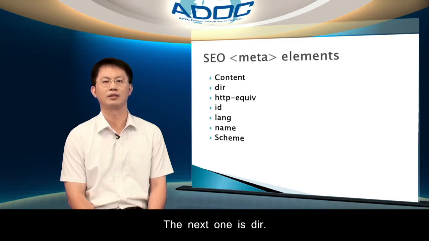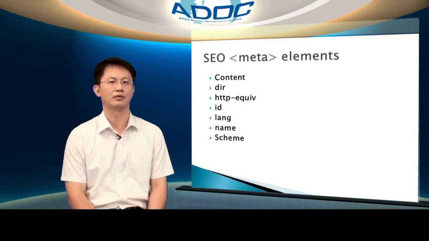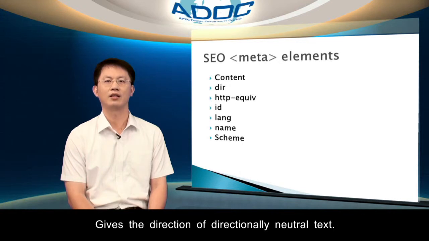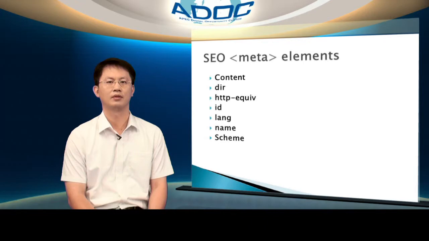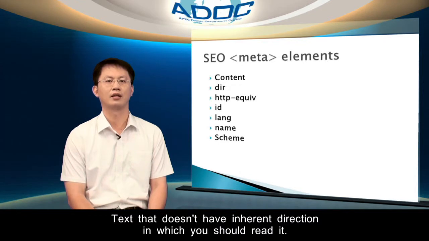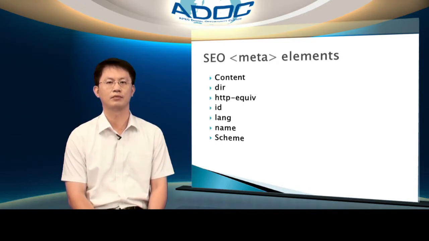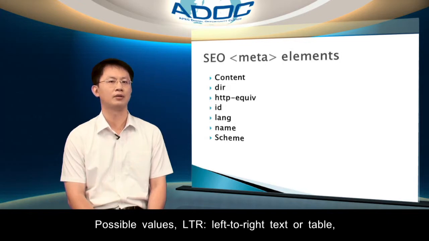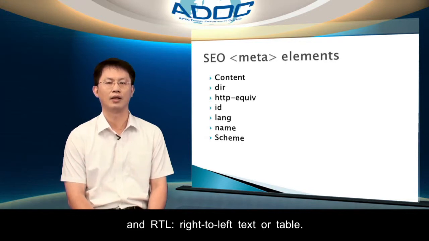The next one is dir. It gives the direction of directionally neutral text, text that doesn't have inherent direction in which you should read it. Possible values: LTR, left-to-right text or table, and RTL, right-to-left text or table.